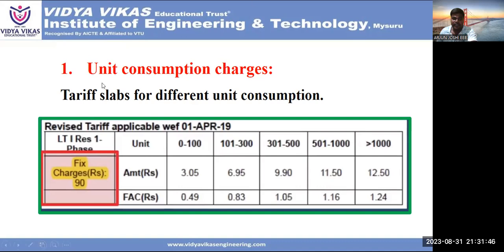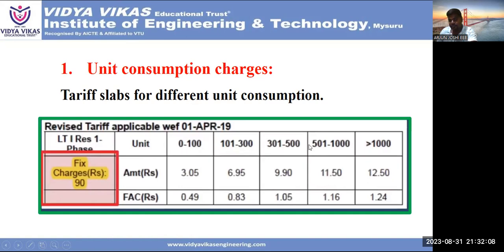And then LT. LT is nothing but low tension residential single phase. This is the meaning of these letters. And then fixed charges, that is nothing but 90 rupees. I'm going to describe what I mean by fixed charges. Just remember fixed charges 90 rupees. That is common. And then understand this unit, that is nothing but slab.